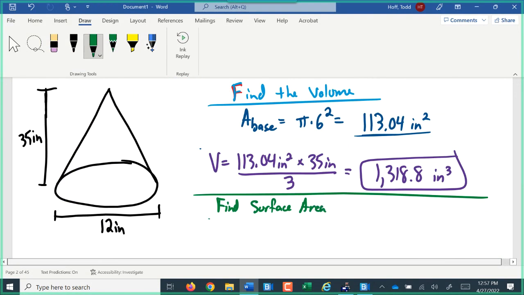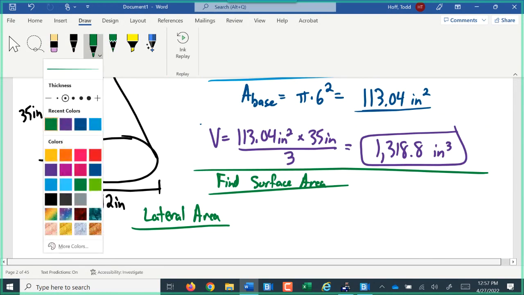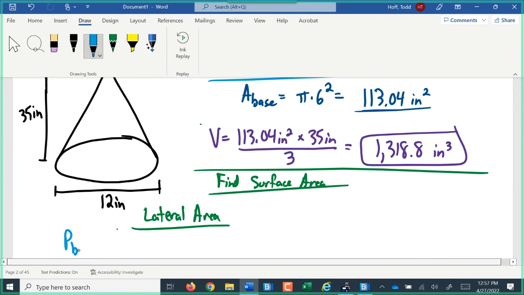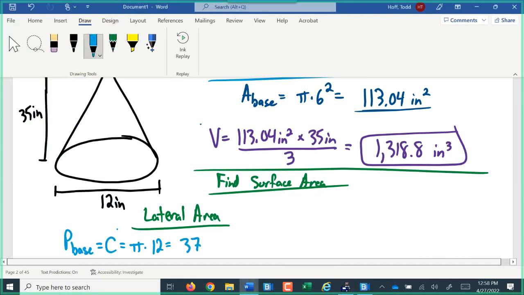Let's talk about finding surface area. For our lateral area, we once again need the perimeter of the base. Perimeter of the base here is going to be the circumference of a circle. Pi times radius squared, that's area. Pi times diameter for circumference. Oh, 12. Pi times 12. 37.68 inches is the perimeter of our base.